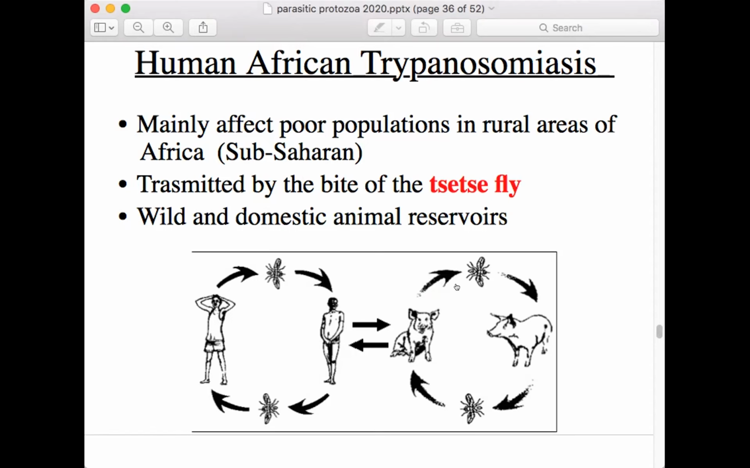So this organism is going to essentially be transmitted as this tsetse fly takes a blood meal from an infected animal, right? And the organism will be taken up during that blood meal, and then this same fly, now infected, will go off and bite a human for a blood meal, and it will transmit this parasitic organism, and that's how the life cycle initiates in the human.